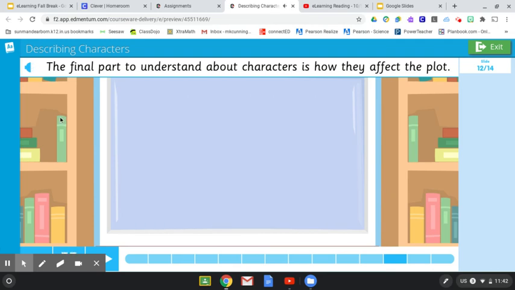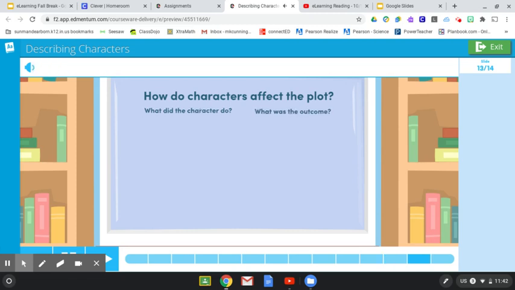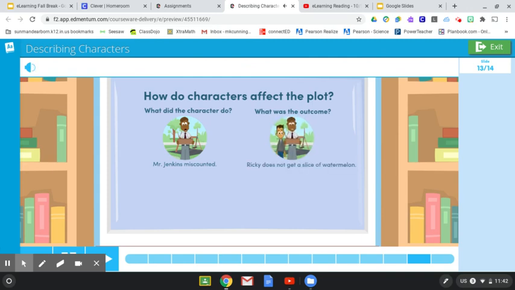The final part to understand about characters is how they affect the plot. Ask the questions, what did the character do? And what was the outcome? In the passage, Mr. Jenkins miscounted the watermelon slices. The outcome of this action is that Ricky does not get a slice of watermelon. Ricky drags his feet. The outcome of this action is that Ellen sees that Ricky is disappointed and decides to give him her watermelon slice. The character's actions move the plot forward.